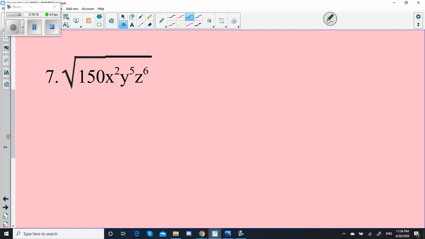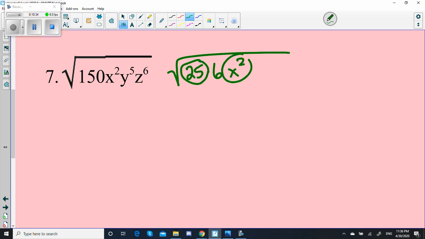Push pause and give it a try. All right, I'm thinking 25 times 6. Let me make sure that's 150. It is. Okay, 25 is my perfect. X squared is perfect. Y to the 5th is not, so I'm going to change it to y to the 4th times y, y to the 4th being perfect. And z to the 6th is perfect.